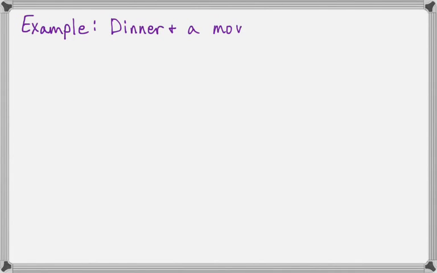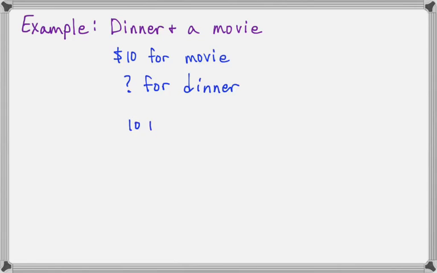For example, we've all gone to dinner and a movie before. Suppose you know that you're going to pay $10 for the movie, but of course the price of dinner depends on where you decide to eat. Well, we could write that as 10 plus x, because x is an unknown and we don't know how much dinner is going to cost, so this x represents the cost of dinner.